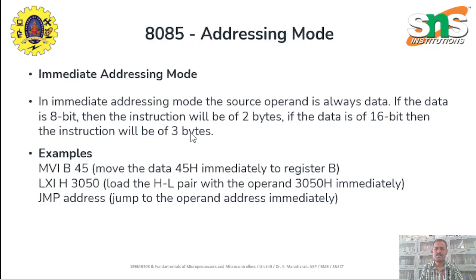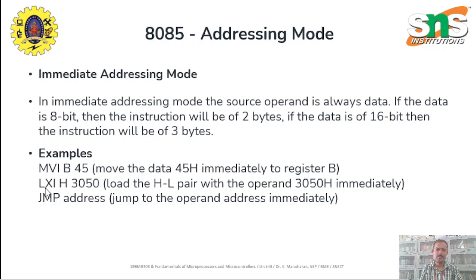This will normally be a 2-byte instruction. One byte is for the opcode and another is for the operand. Look at the example, MVI B, 45. Move immediately B, 45. That's why we have this I in immediate instructions. So MVI B, 45: the 45 will be moved to the B register. The immediate data is available in the instruction itself. That's why this is called immediate addressing mode.